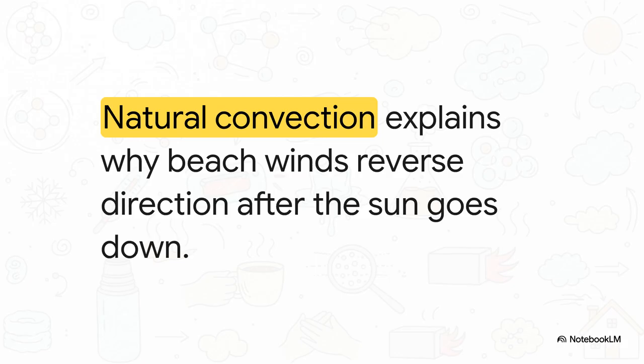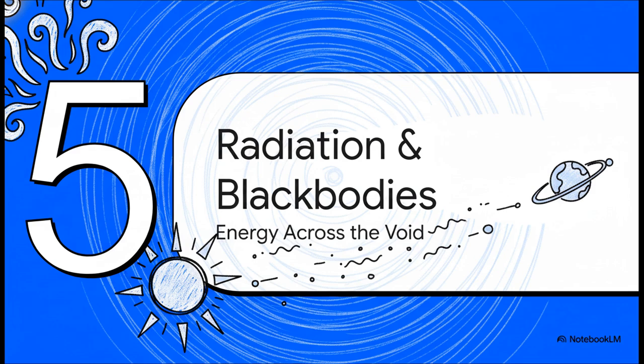During the day, land heats up faster than water, right? So the hot air over the land rises and cooler air from the ocean rushes in to take its place. But after the sun goes down, the land cools off way faster than the ocean, and that entire convection cycle completely reverses.